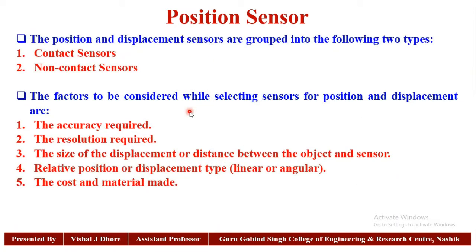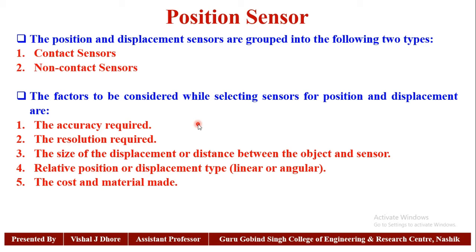The position and displacement sensors are grouped into two types. These two types are contact sensors and non-contact sensors. In contact sensors, the measurement object is in mechanical contact with the sensor. In contact sensors, there is a sensing shaft which is in contact with the object being monitored. The movement of the shaft may be used to make or change electrical voltage, capacitance, or resistance.